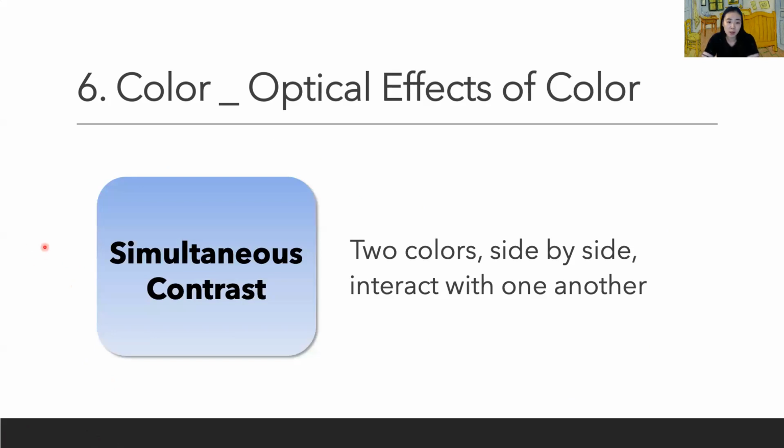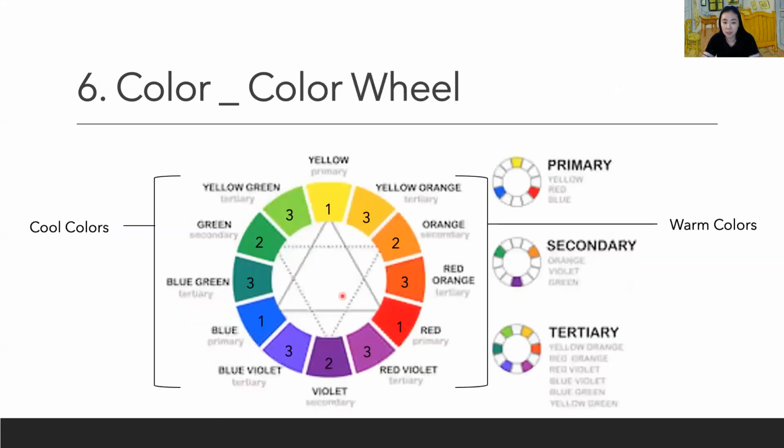So simultaneous contrast. When there are two colors side by side, these colors interact with one another and change our perception accordingly. For example, the most popular simultaneous contrast is complementary color. You can find the complementary colors on this color wheel.